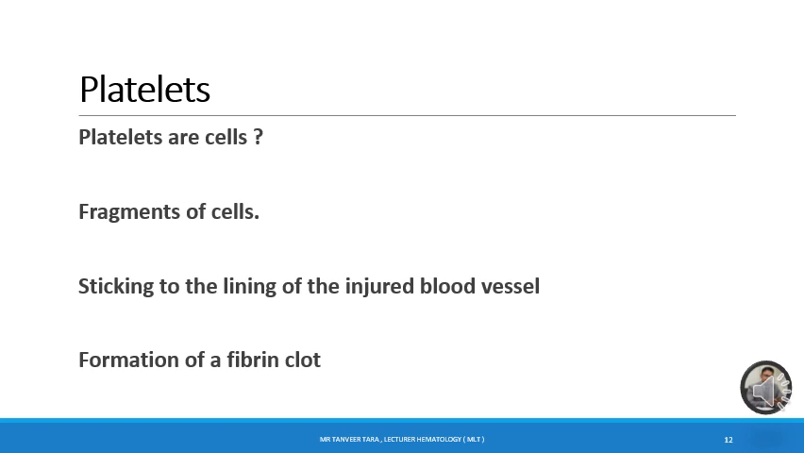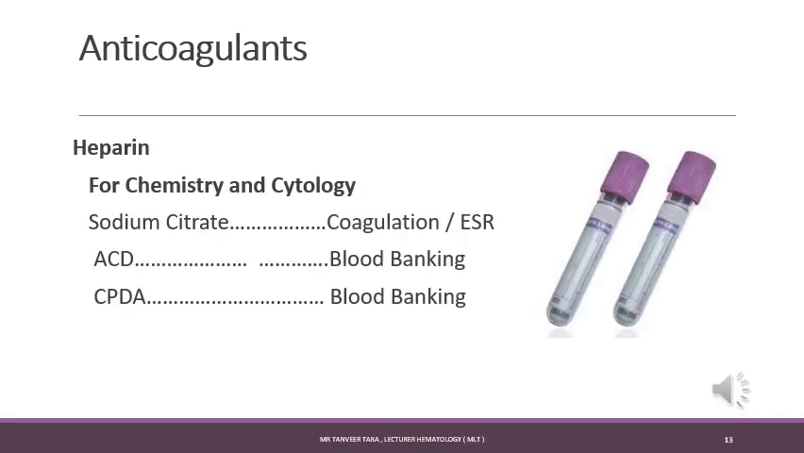Then we have white blood cells, of which there are different types: neutrophil, eosinophil, and basophil, and they have their roles. Then we come to the platelets, and platelets also have an important role, and we discussed here why platelets are not cells. Now we are going toward the anticoagulants. So, what are anticoagulants? We can define an anticoagulant as a chemical substance which inhibits the phenomenon of coagulation. And in the laboratory, we use different types of anticoagulants.